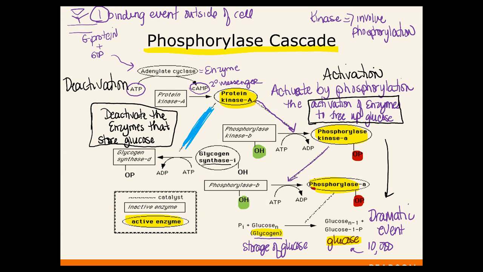Okay, I will not be asking you to draw this by memory, but when you see it in your homework, you'll see the kinds of questions that I ask. Like it will ask you, what is cyclic AMP? That's a secondary messenger. What's the hormone involved? Who are the hormones that are involved? What's the role of phosphorylation? Well, phosphorylation can activate or deactivate enzymes.